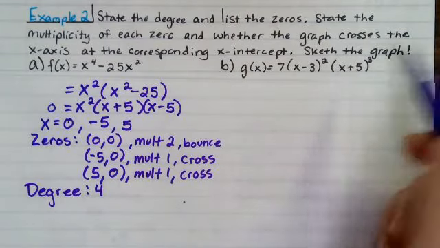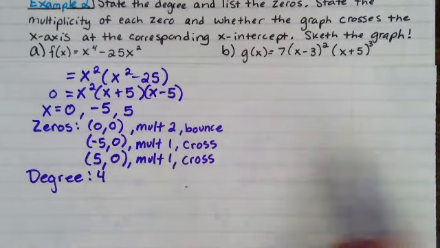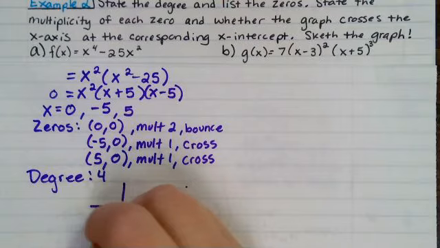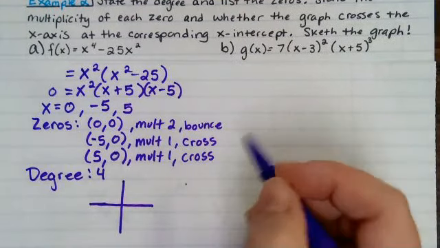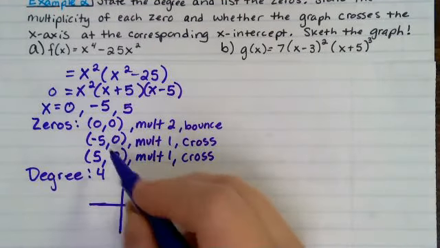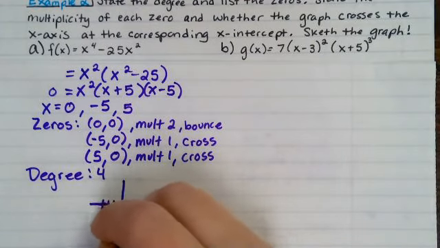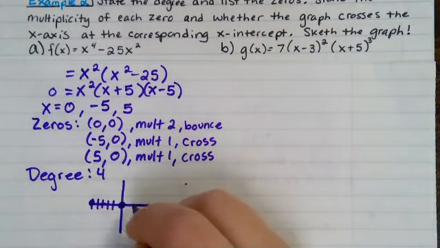The last thing I have left to do is to sketch this graph. So let's do that. All right, I don't need a lot of space. I'm not looking at making this thing perfect. What I am going to do is find where my zeros are. I know I've got one at 0, 0. I have one at negative 5, 2, 3, 4, 5. And I have one at positive 5.